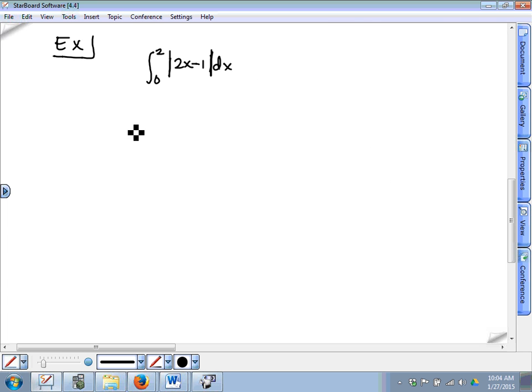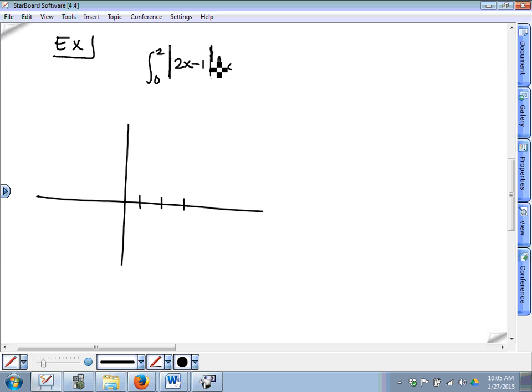Let's first take a look at a picture of this. Draw a graph. But this is not continuous, it's non-differentiable at a certain point, but it's differentiable other places. But we're taking the integral of the entire function as a whole.